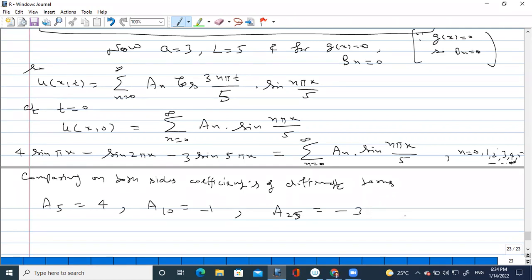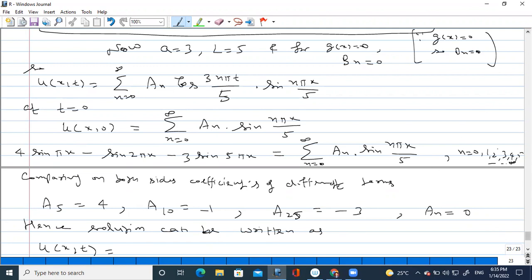Okay. If I look for nth value, tell me, is there an nth value on the left hand side? No. So the other an values will be 0. Hence, the solution can be written with only these many terms. What is your solution? The solution is uxt. Don't be confused from here. ux0 is not the solution. The main solution is uxt.